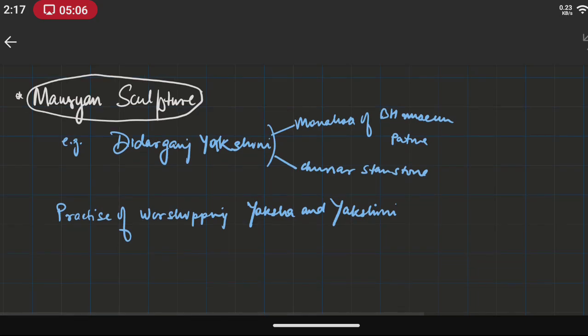Now let's talk about Mauryan sculpture. The best example of Mauryan sculpture is the Didarganj Yakshini. It is famously known as the Mona Lisa of Bihar Museum, that is in Patna. The Didarganj Yakshini is made up of Chunar sandstone and it is found in Bihar. The practice of worshipping Yaksha and Yakshini is there in Buddhism, Jainism and Hinduism also.